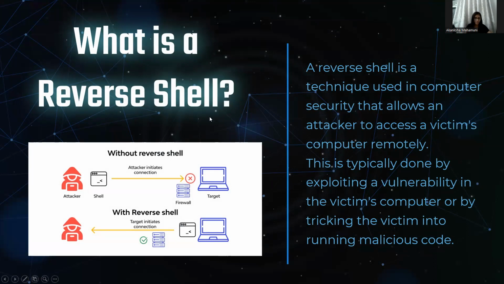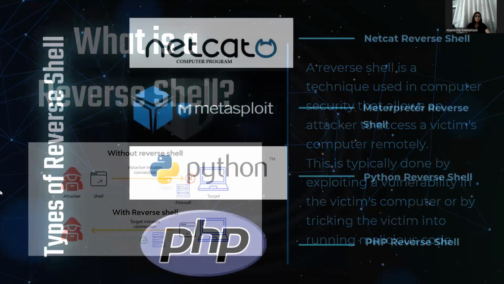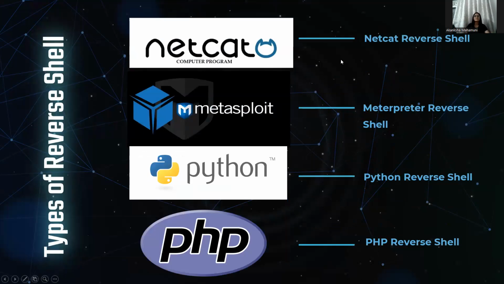As you can see in this image, when the attacker tries to connect through his shell to the target PC, it doesn't matter whether there is a firewall or not, it is not able to connect, since reverse shell hacking is hacking in which the target is the one who initiates the connection, either by running some CMD code, which I'll tell you about in the further slides, or by executing some files which the hacker sends them and they mistakenly download or execute. There are different types of reverse shell hacking, that is netcat, Metasploit, Python reverse shell, then PHP.